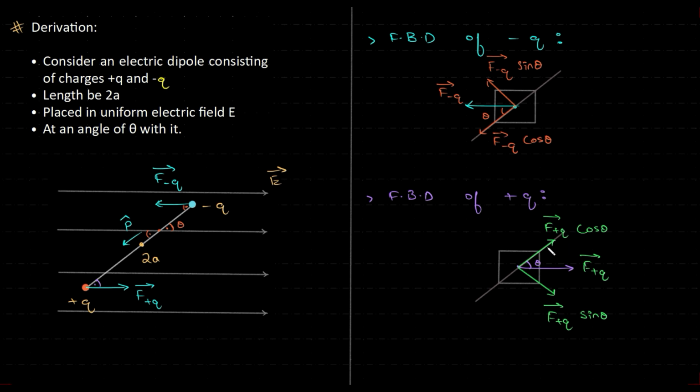Right? So let me put it in this diagram. So that's your sine, that's your cos, this is your cos, and that's your sine. Before I proceed, what do you think happens to this force? What is the net force between each of these components?